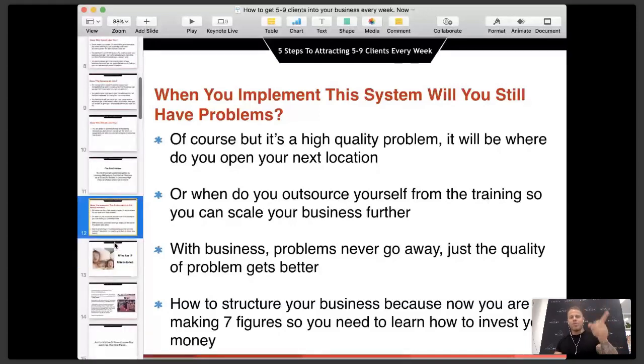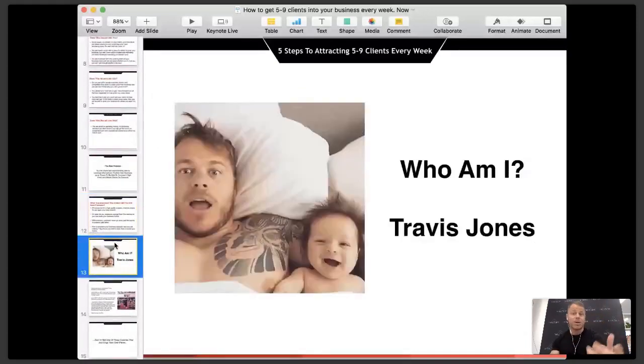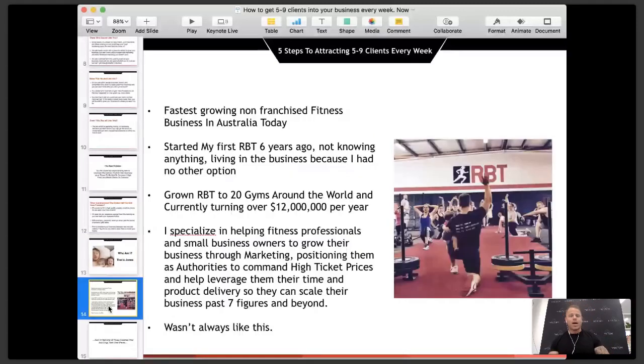Who am I? I'm the guy on the left, not the one on the right. That's me. I'm Travis Jones. I started RBT Gyms 7 years ago. We've grown from one gym up to 20 gyms around the world. We do $12 million of revenue. We have business performance coaching. We mentor hundreds of clients around Australia to grow their business. We have Attain Digital, where we actually do marketing for businesses around the world as well. We also have a Pilates business on the side, just because why not?